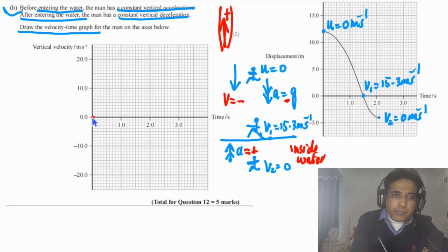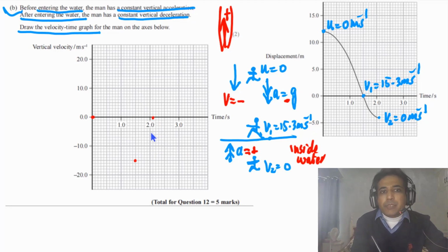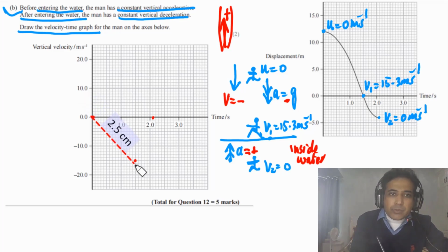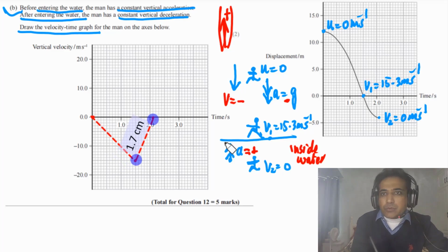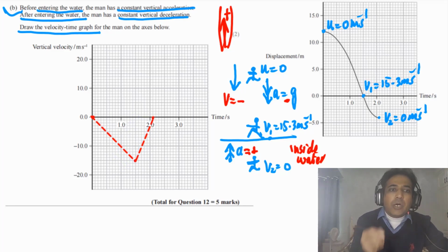So it started from rest and at time 1.5 seconds, velocity is about 15.3 meters per second, and then at time here velocity again becomes 0. Now simply we need to connect this one. We can draw a straight line because acceleration is constant, and again acceleration is constant, so we can draw a straight line here. So this is how you can sketch.